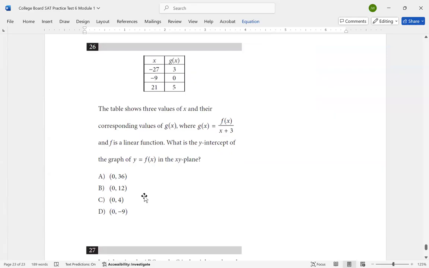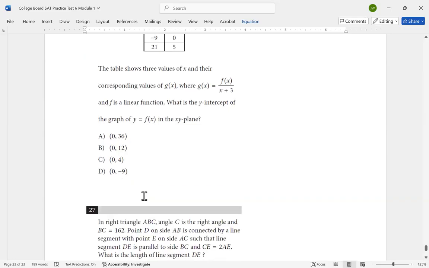Question 26 gives us a table. It says the table shows 3 values for x and their corresponding values of g of x, where g of x is equal to f of x divided by x plus 3. And f is a linear function. What is the y-intercept of the graph of y equals f of x in the xy plane?